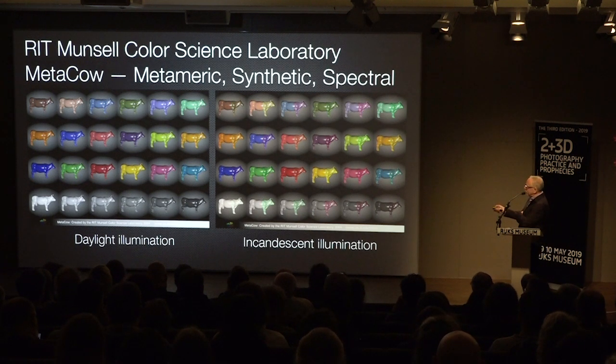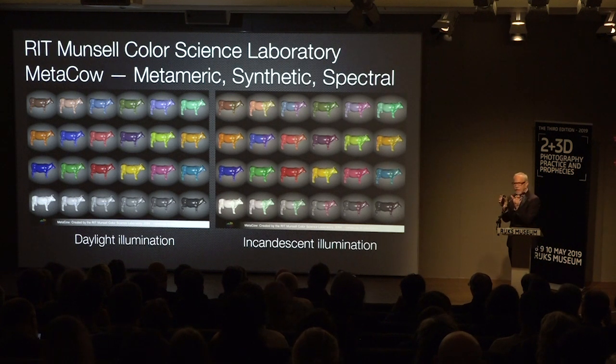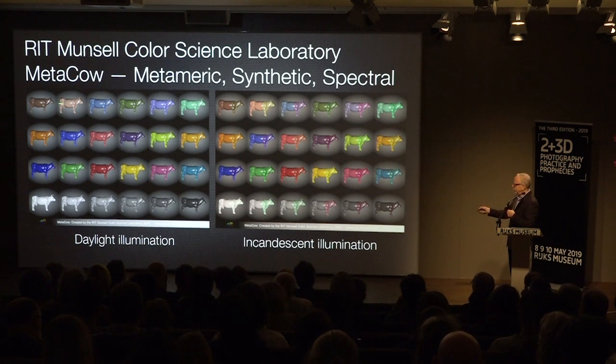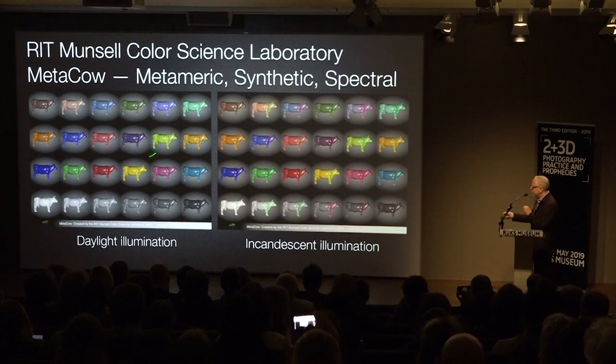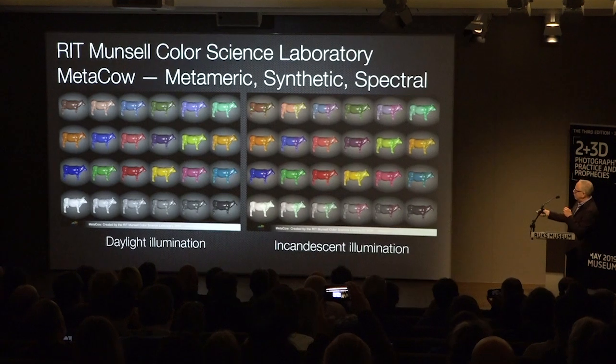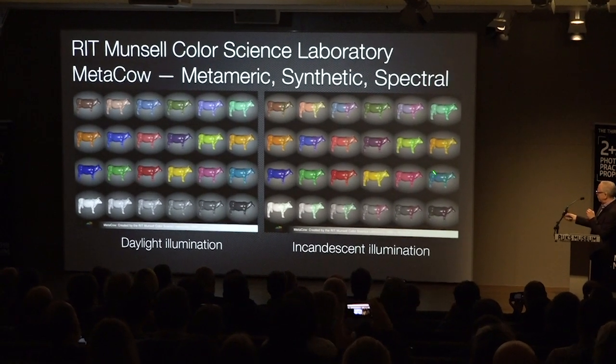Okay. So what this target is, each half of the cow has different spectral properties. Okay? So if I had a camera system that's perfect, it'll measure both of these as identical. That's the way the eye would see this under daylight illumination. Okay. But if I change the lighting, in this case incandescent, notice that the cows mismatch, and in some cases rather badly.